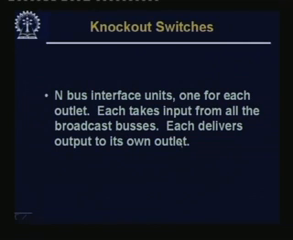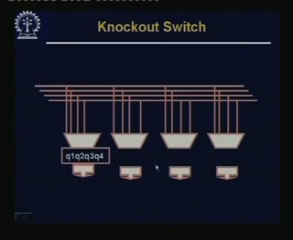One example of bus structure is a knockout switch, which we have already discussed. Just to recapitulate, we have n bus interface units, one for each outlet, and each takes input from all the broadcast buses. Each delivers output to its own outlet. So, this is the diagram of a knockout switch. You have these buses on which the data is broadcast from the input side, and on the output side the bus interface unit for which it is destined catches that particular packet, others ignore it.